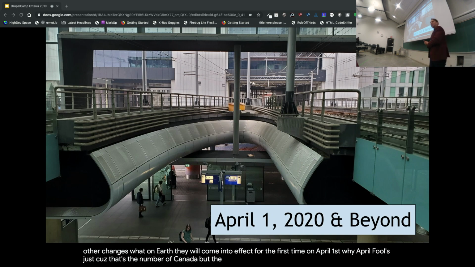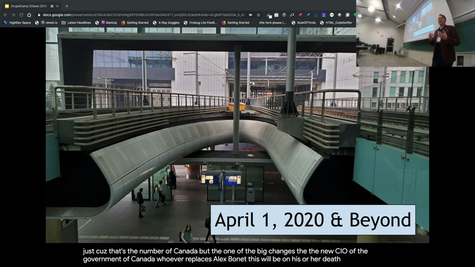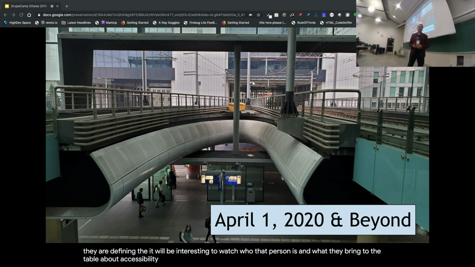One of the big changes is the new CIO of the government of Canada, whoever replaces Alex Benet. This will be on his or her desk to see that they are defining the enterprise requirements for digital accessibility. So it'll be interesting to watch who that person is and what they bring to the table about accessibility and how they approach this complex problem.